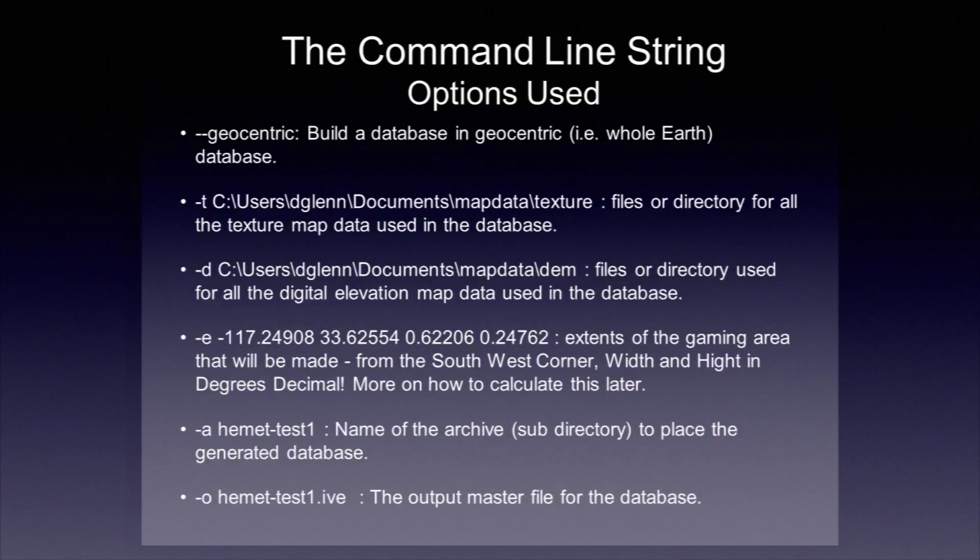The next command I use is, of course, the map texture, where the map texture data is, and I just point it to the directory, and it knows exactly where all that is, and that is, of course, the -t command. There's another command called the -d command, and that's used to tell the program where all the DEM data lives. And in this case, it's user dglen documents map data dem. Want to adjust it accordingly to where you happen to have your DEM data.